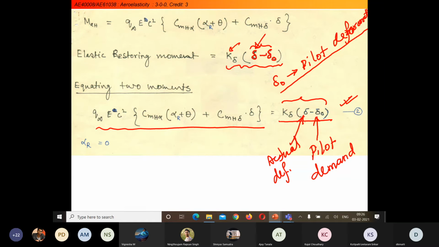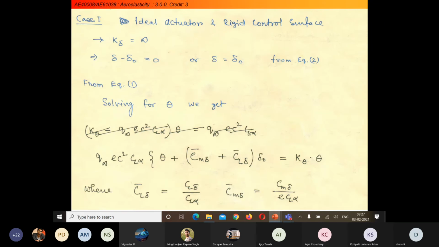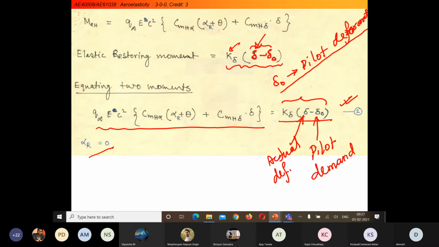The actual deflection is delta. So delta minus delta naught is the differential displacement, the differential rotation. Sometimes I use the word deformation in a general sense; deformation may be linear or angular. So K delta multiplied by (delta minus delta naught) is the elastic restoring force. In this case, let's say alpha r equals 0, and then I get this equation simplified.